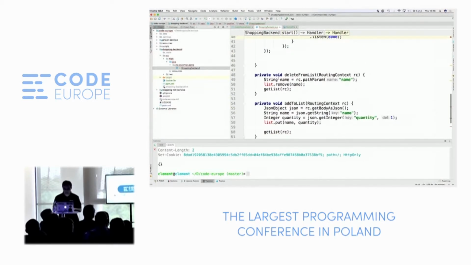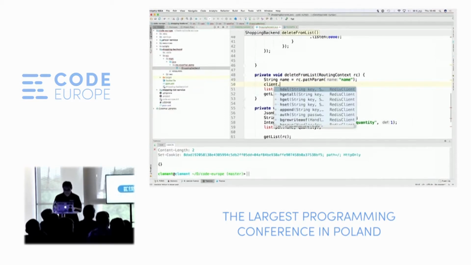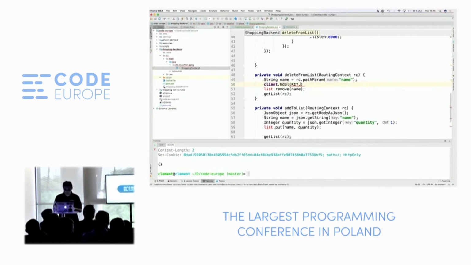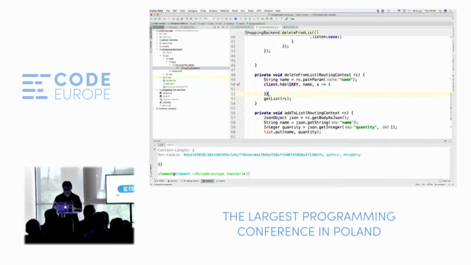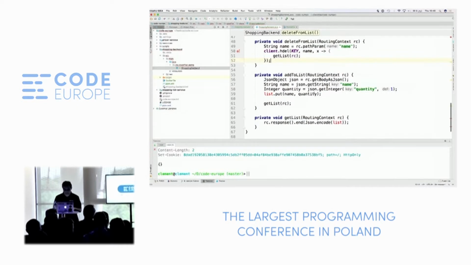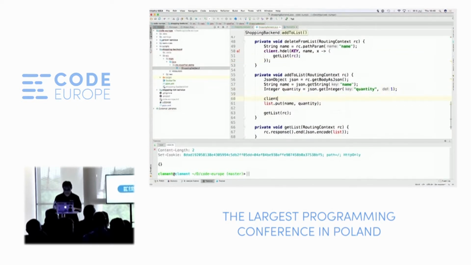use my new client. So delete is hdelete, that's my key. Field name, and when you are done, again, it's a callback. When you are done, you just do get list. Okay, this one is done. Here it will be almost the same as set my key name quantity as a string. It cannot be null because if it would be null, it would be 1. And when it's done, I will just display the list.